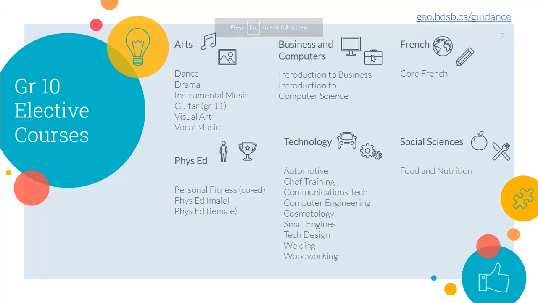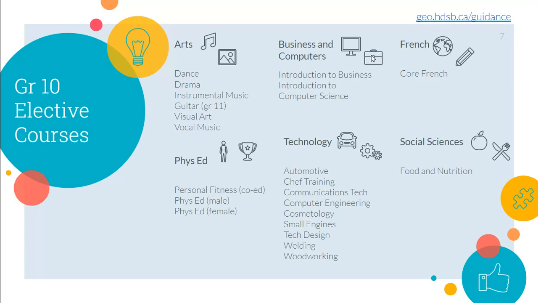So just as a quick snapshot to our grade 10 elective courses, we do offer lots in the arts department, including dance, drama, instrumental music, vocal music, visual art, and I've also put here a grade 11 course, but it is an open level course that grade 10s would be able to choose, and it is beginner guitar. There's a number of business courses, French courses, phys ed, tech, and social science. All courses are at the grade 10 level here, unless otherwise noted, like the guitar. But these courses are all electives that can fill out the rest of the 8 mandatory courses that you need to take when you are in grade 10.